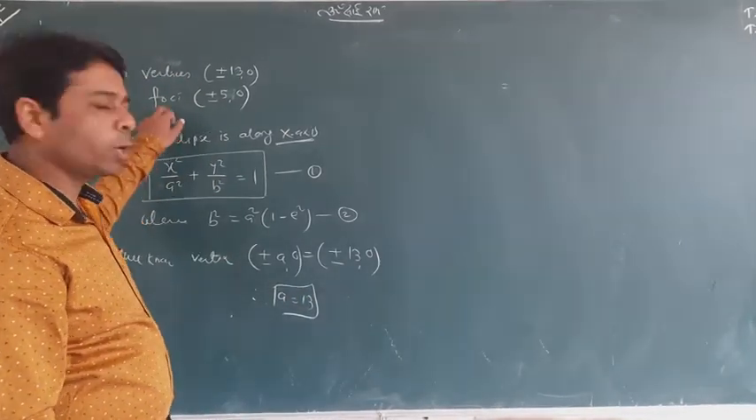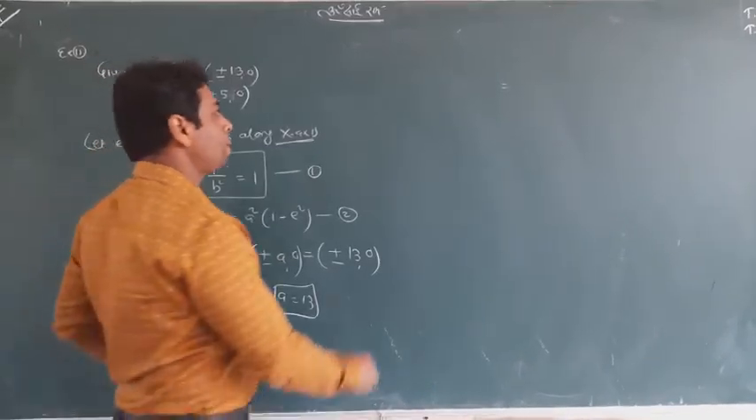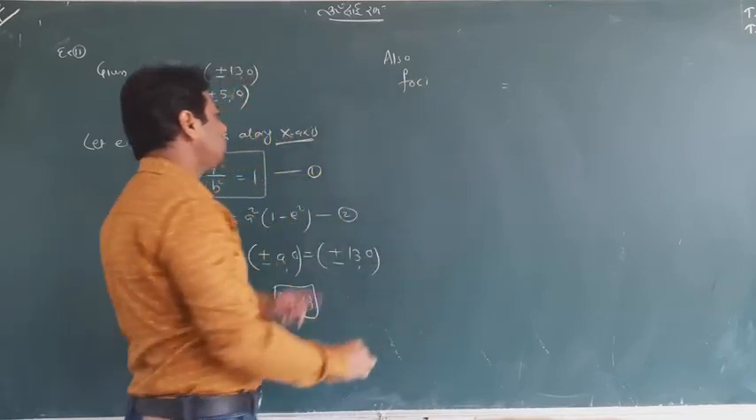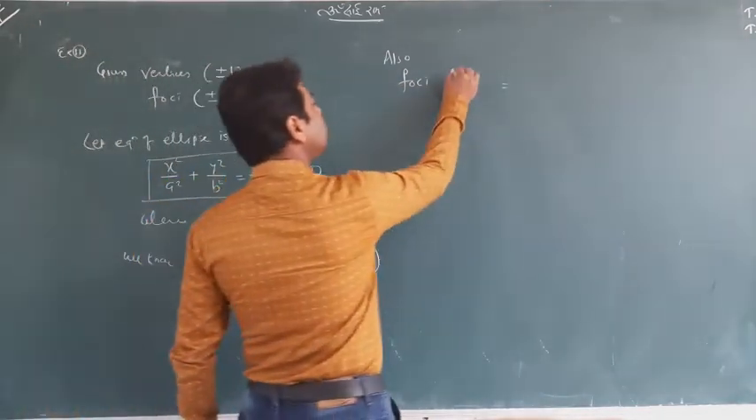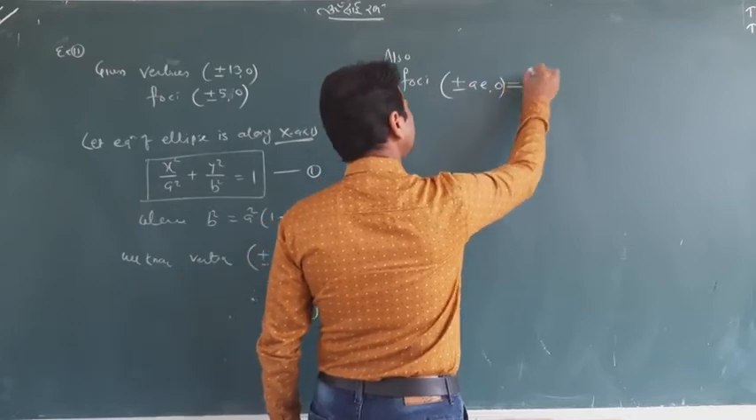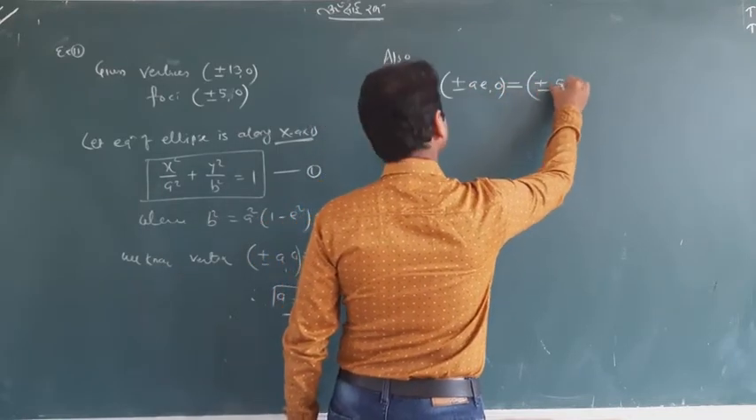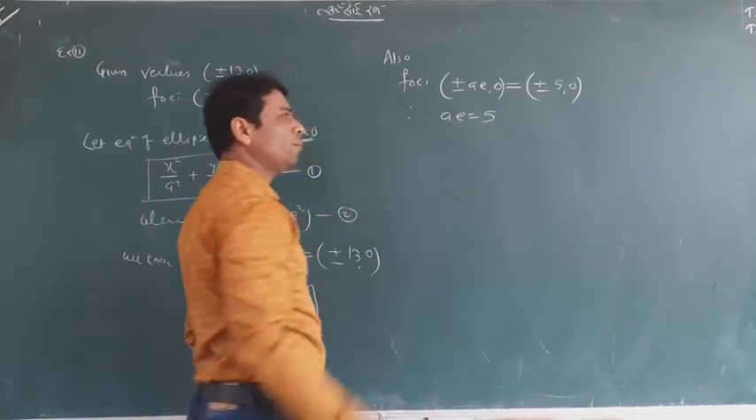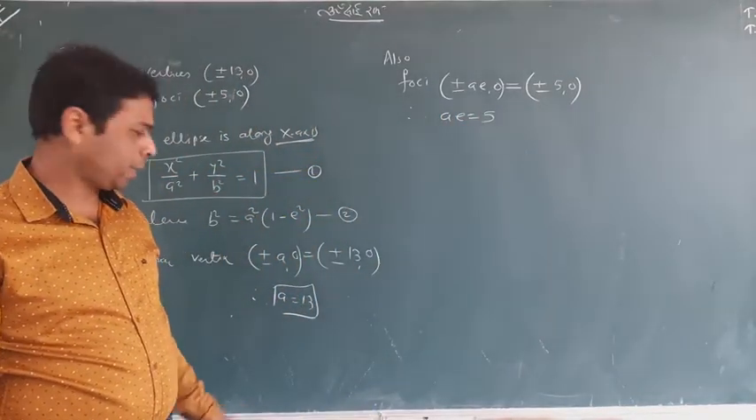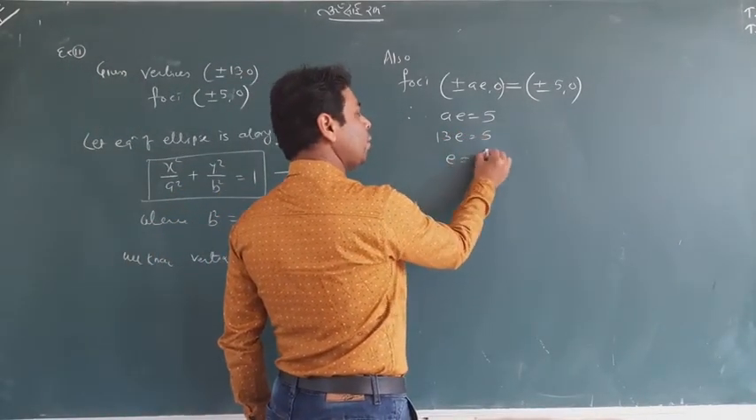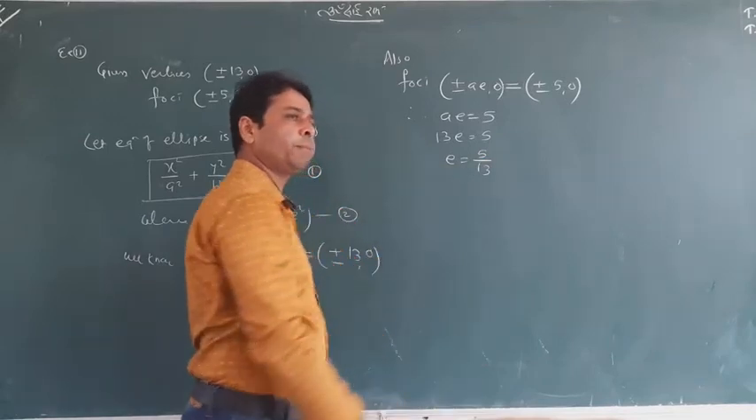Now I will go to the foci. Look at it, a very important thing. Foci, in the case when it is along the x-axis, are plus minus ae comma 0, which is equal to plus minus 5 comma 0. So do you think that you have got ae equal to 5? You got ae equal to 5 on comparing, and a equals 13 right here. So e you have got as 5 by 13, which is less than 1.